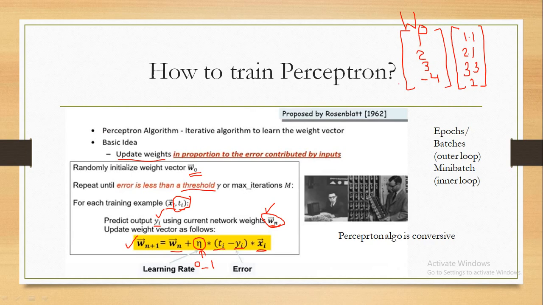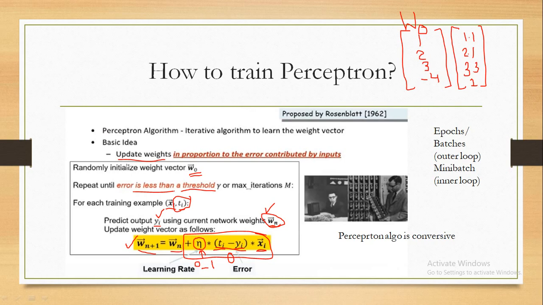Consider that our predicted outcome is yi, and now just compare yi and ti. If both are the same, if I get a perfect outcome, that means yi minus ti or ti minus yi will be 0. So this whole part will be 0, because 0 into something is 0. So wn plus 1 is nothing but wn. So if there is no error, then the same weight vector you have to use for the next iteration.